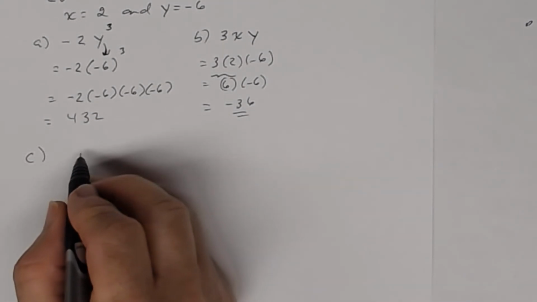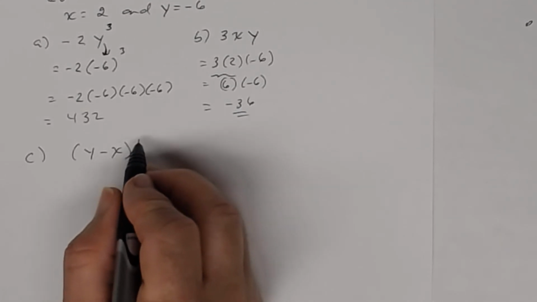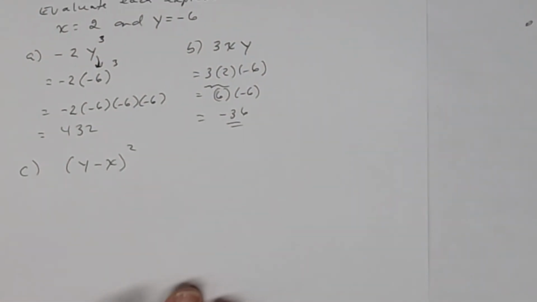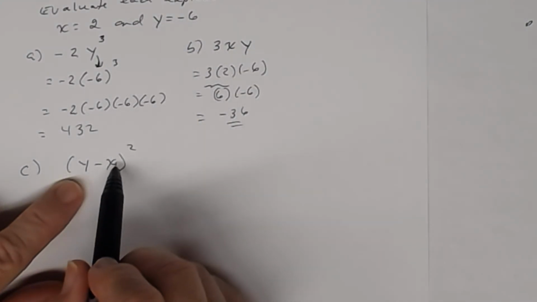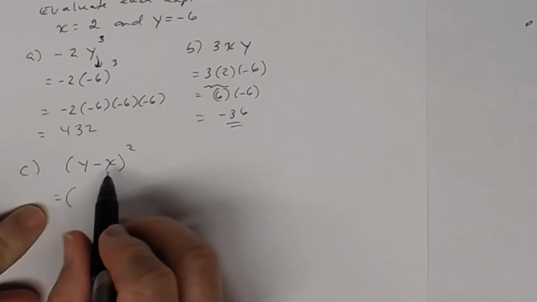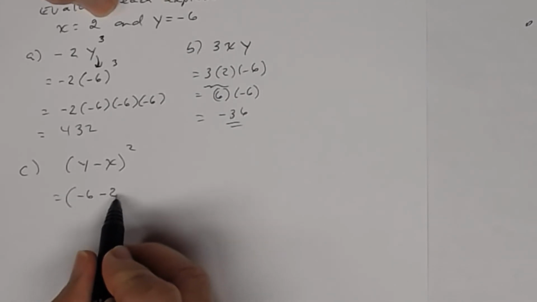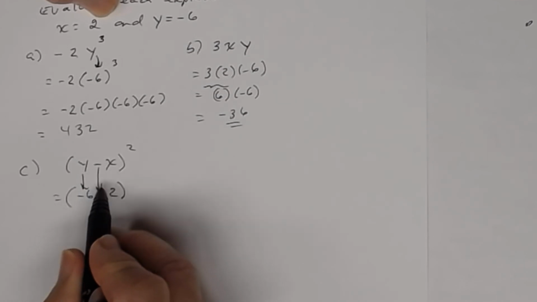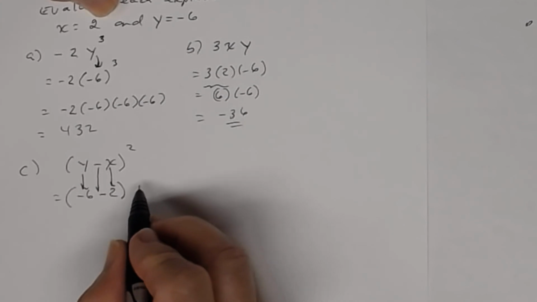Letter C, suppose you had y minus x to the second power. In place of y, you're going to substitute -6. In place of x, you're going to substitute 2. So here's what we get. In parentheses, we have -6 subtract x, which is 2, and then that's being squared.